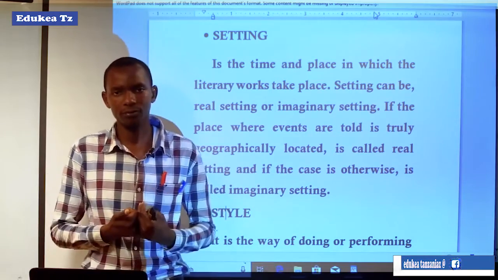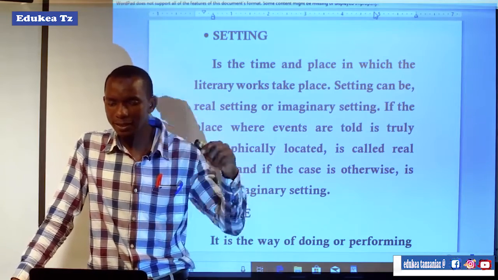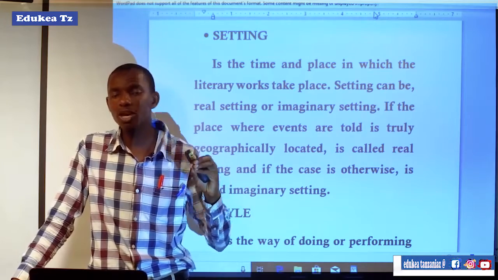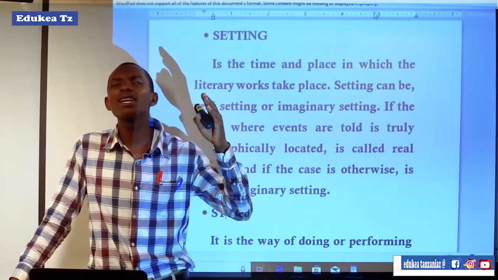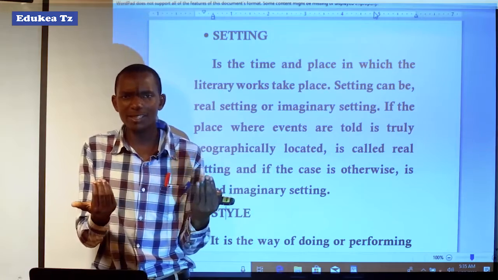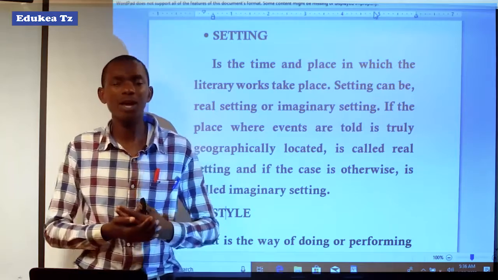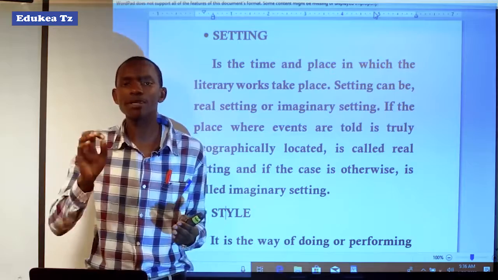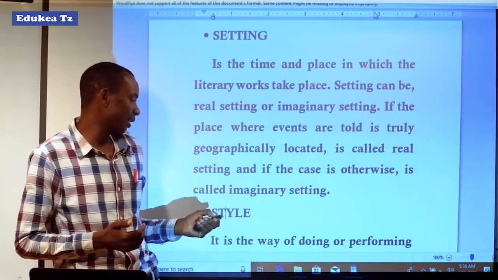We imagine, maybe we are reading a literary work, and that literary work narrates to us actions which take place in an unknown world. So we know that there is no such place. If literary works are presented using unknown places, we may say that is an imaginary setting.